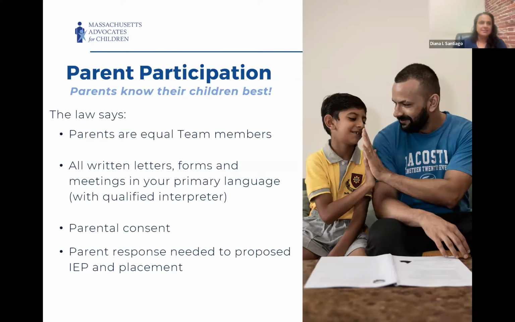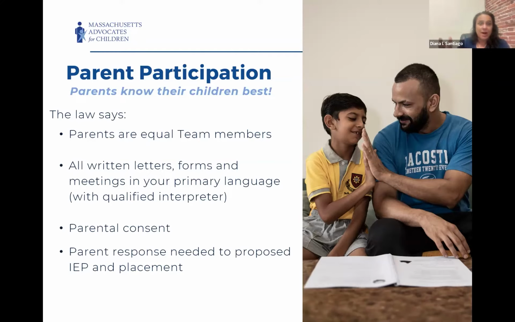The law also says this, that parents are equal team members in special education, and that written letters, forms, and meetings must be in the parent's primary language in addition to English. And this includes using a qualified interpreter in special education team meetings, and in any communications with the school district. So it's crucially important. It isn't enough for the school district to pull a maybe bilingual staff person into team meetings who aren't trained in the specialized terminology that's used, that aren't trained in the ethics of interpretation and confidentiality to serve as interpreter in those meetings. They really should have trained interpreters.